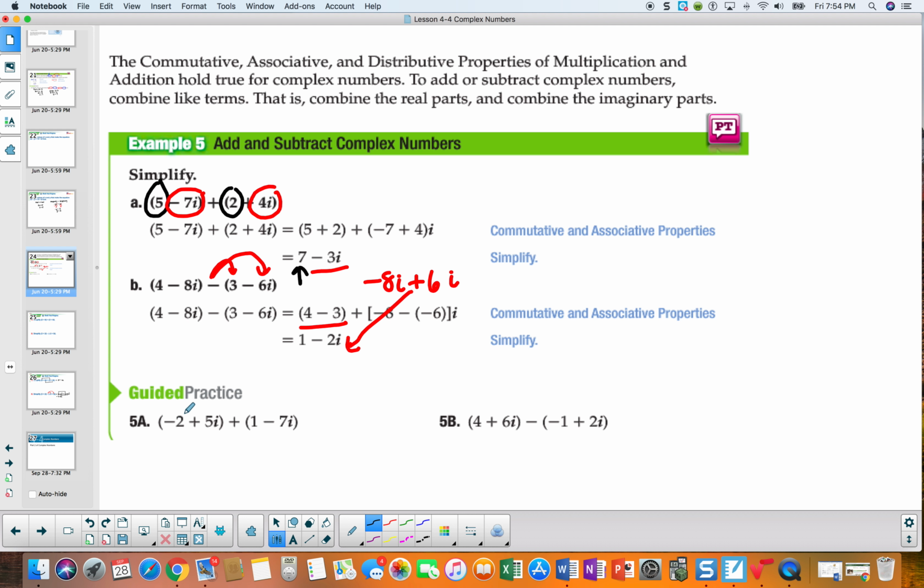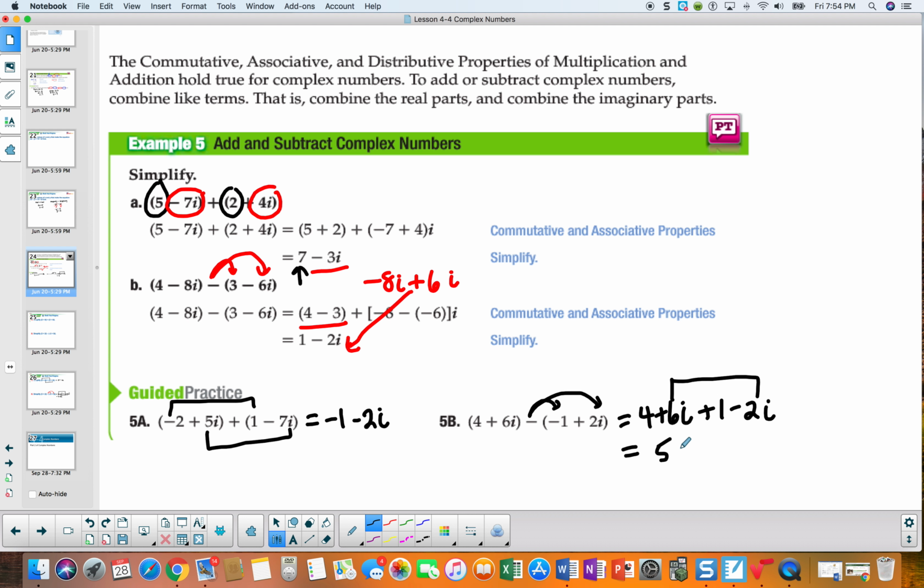All right, let's go ahead and do this problem. I want to add, so I'm going to add the real parts to the real parts, and that'll be negative 1. And now I'm going to add the imaginary to the imaginary, and that'll be negative 2i. Now remember to distribute. A lot of us distribute first. So it's 4 plus 6i. That's plus 1 minus 2i. So now we can do an addition problem. The real parts are going to be 5, and when you add the imaginary parts, that's going to be plus 4i.